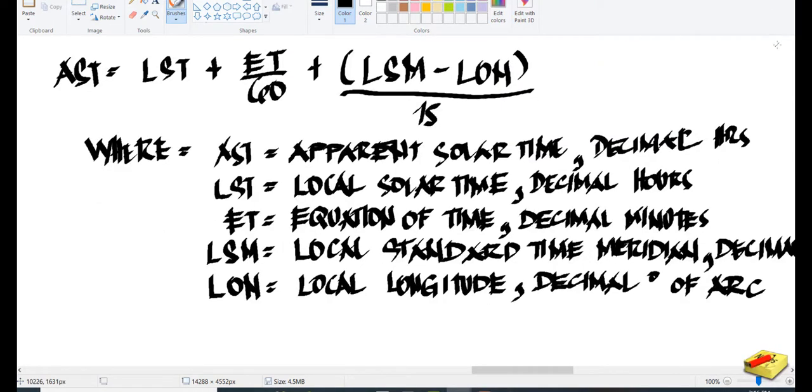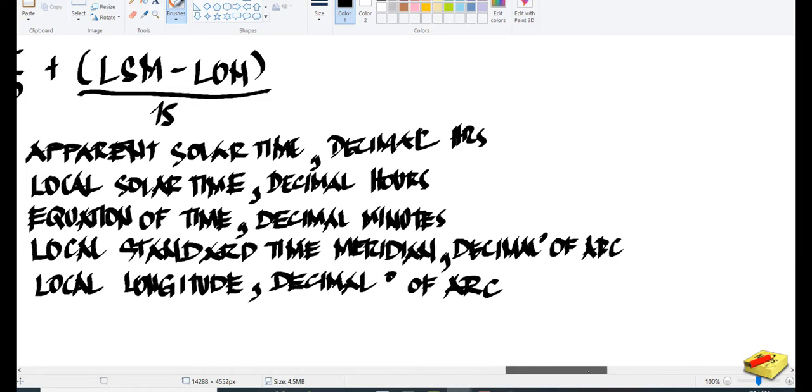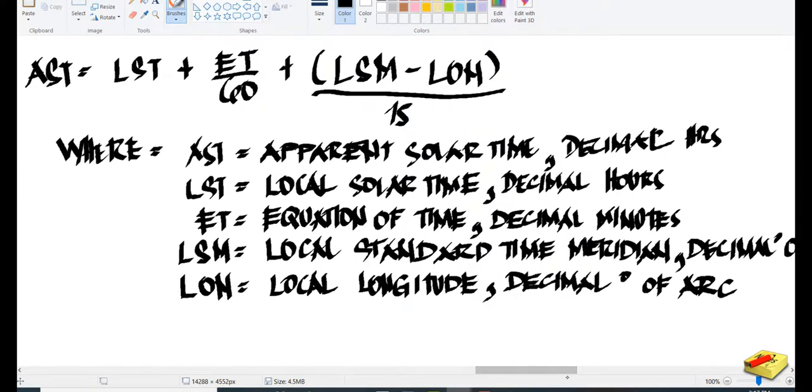Then we have the following definitions. AST, the apparent solar time, will be expressed in decimal hours, and LST, local solar time, also expressed in decimal hours. Then we have ET, the equation of time, expressed in decimal minutes. LSM, the local standard time meridian, is expressed in decimal degrees of arc. Then we have LON, the local longitude, expressed in decimal degrees of arc.